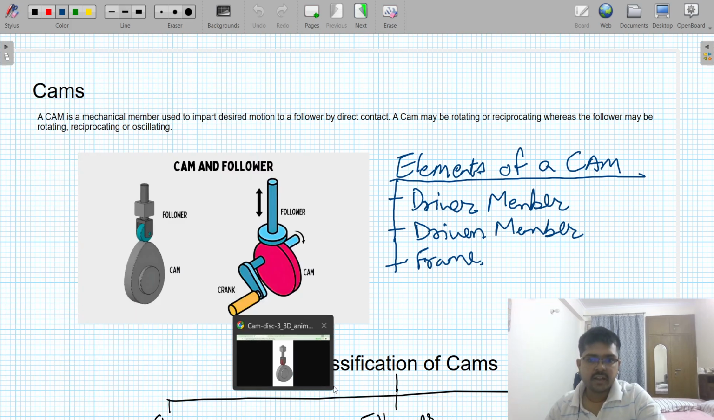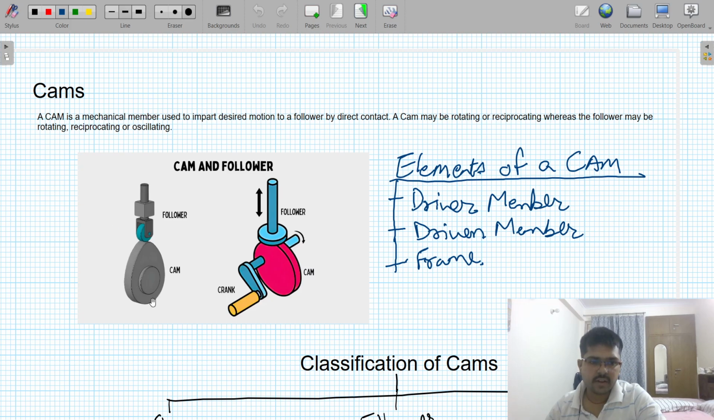So what are the elements of a cam? You can see here there is a cam and there is a follower. Here this is a cam being rotated by hand, and the follower moves as the cam surface increases or decreases. So there are three elements to a cam: the driver member, this the red one, the driven member, that is the follower, and the frame. Everything else is the frame.